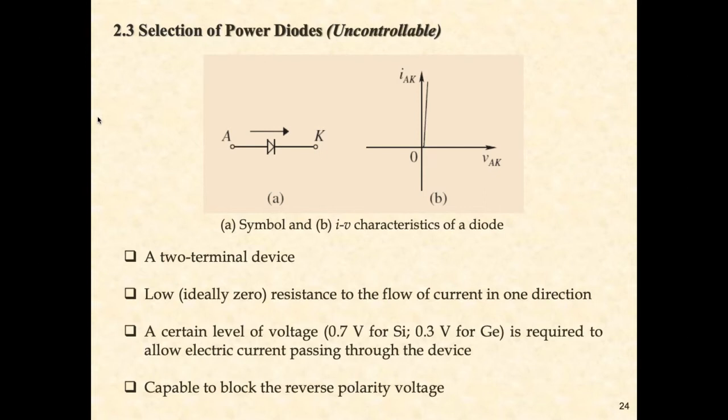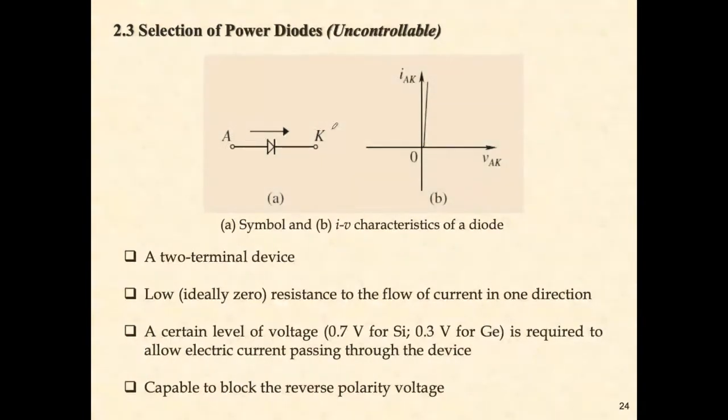Okay, so here is the symbol of the diode. A stands for anode and K stands for cathode. I hope that you know what is anode and cathode, right?